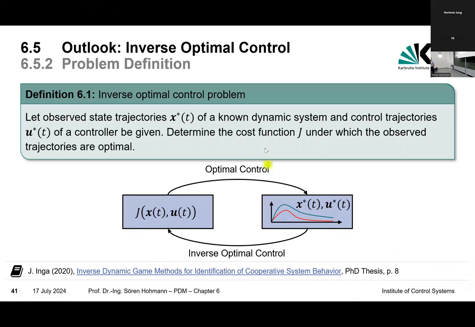The inverse optimal control problem is set as follows. Given observed trajectories, suppose they are optimal, what is the objective function J which produces these trajectories? So remember optimal control: given the objective function, what are the trajectories? Now, given the trajectories, what are the objective functions? Those are functions, usually. So we are interested in this inverse problem.